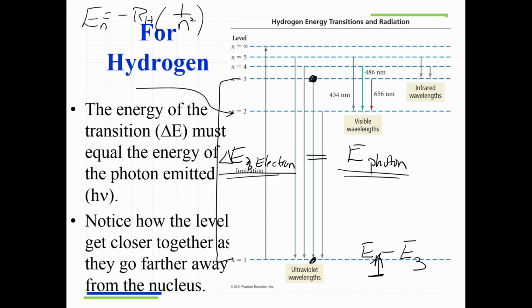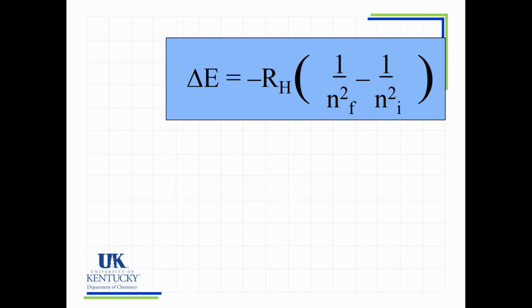When I do this one, it's 1 over 1 squared, all right, for this one. This one's 1 over 2 squared. This is 1 over 3 squared, and 1 over 3 squared is 1 over 9. The n equals 4 state is 1 over 16, then 1 over 25. That difference keeps getting smaller and smaller as we move further and further away from that. All right, now, what is this equation? This equation is the change in energy of the electron.